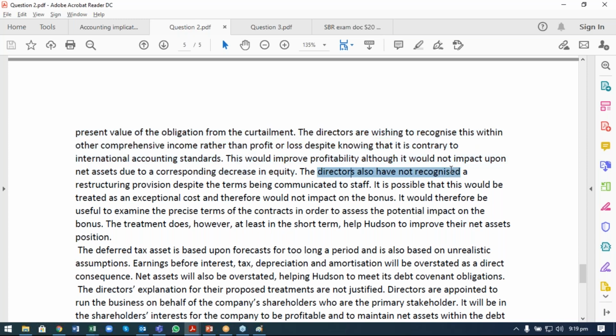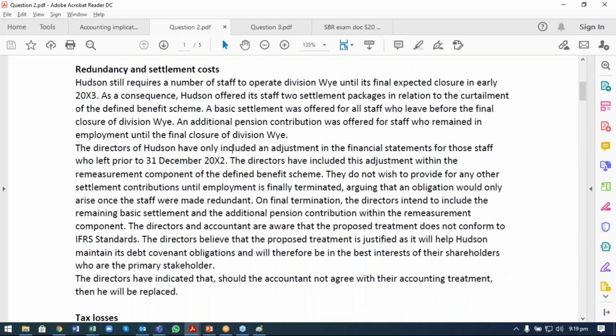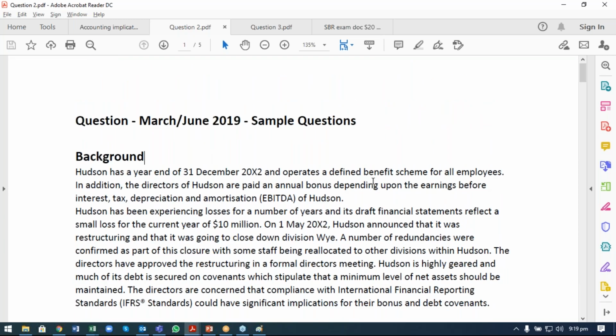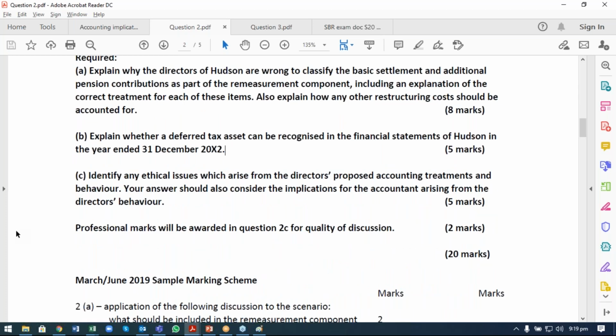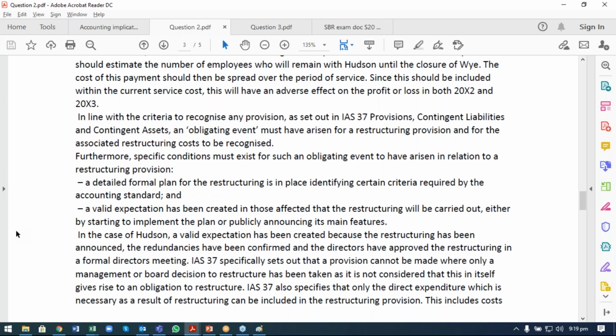The directors have also not recognized a restructuring provision. Now this restructuring provision would have reduced the net asset value. In terms of being communicated to the staff, it is possible that this would be treated as an exceptional cost and therefore would not impact the bonus. So an exceptional cost would be excluded from the performance bonus calculation. If you look in the question at how the bonuses are calculated, they are based on earnings before interest, tax, depreciation, and amortization, and it could be possible that there are some exceptional items, although exceptional items are not mentioned within the calculation.